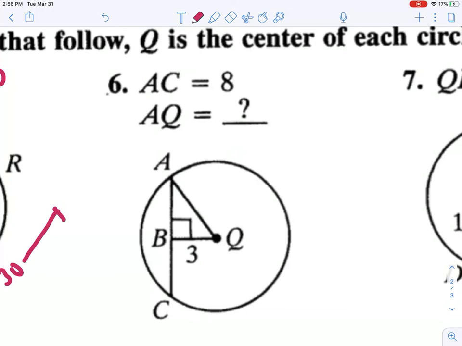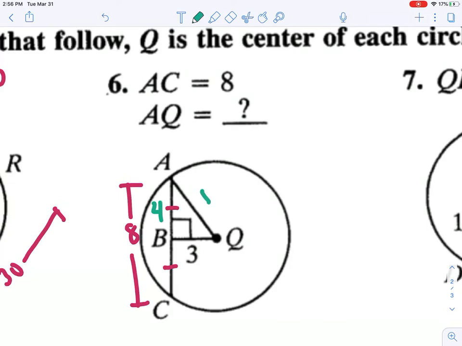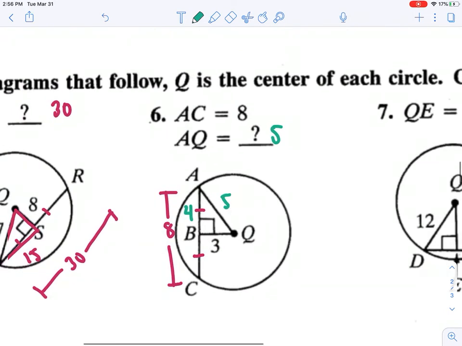Okay, let's see. AC is 8. Again, it's perpendicular. The diameter would be perpendicular to the chord. So AB is equal to BC. And AC is 8. The whole thing is 8. Which means that half of it is 4. 3, 4, 5 triangle. AQ is 5.